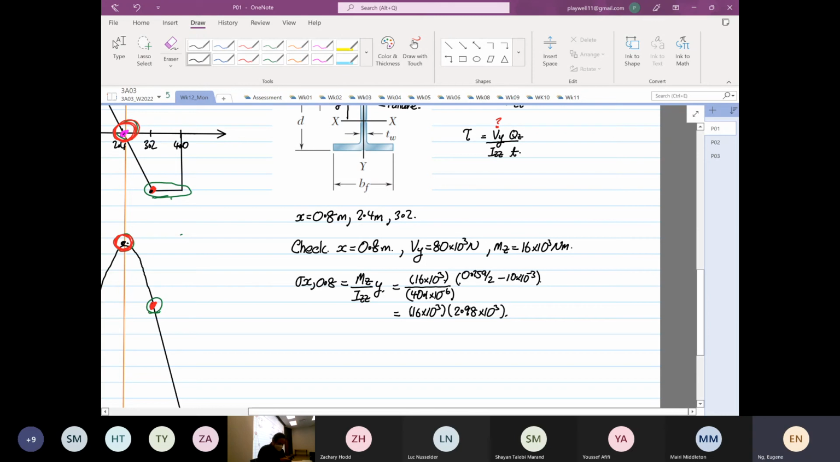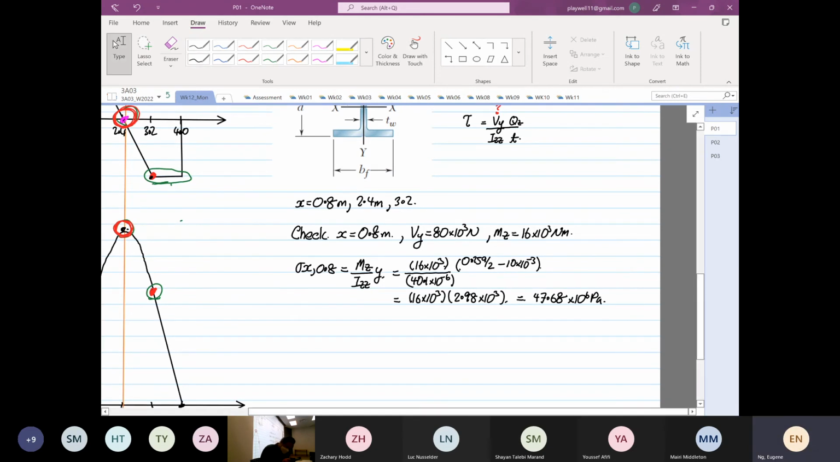I will do that again. 0.259 divided by 2 minus 10 to the power minus 3, divided by 40.1 times 10 to the power minus 6, gives 2.98 times 10 to the power 3. So the stress is 16 times 10 to the power 3 times 2.98 times 10 to the power 3, which is equal to 47.68 times 10 to the power 6 Pascal. I do it again, 16 times 10 to the power 3 times 2.98 times 10 to the power 3, 47.68.